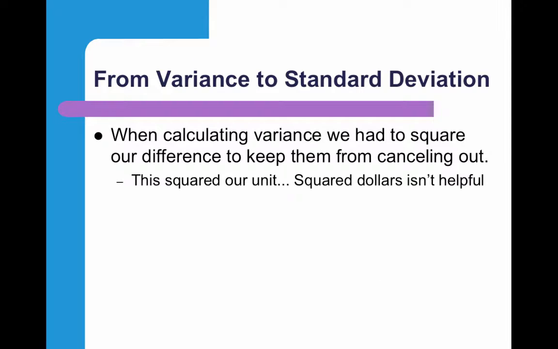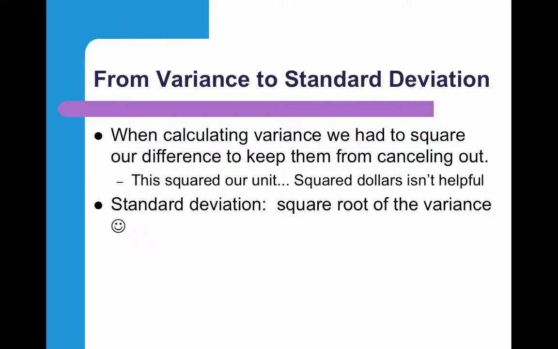When calculating variance, we had to square our differences in order to keep them from canceling out. What this does is that it squares our units, and squared dollars aren't helpful. Therefore, we use the standard deviation by taking the square root, and that gets us back to our normal units, which is why we tend to use standard deviation over variance, because we're then being consistent with our units.